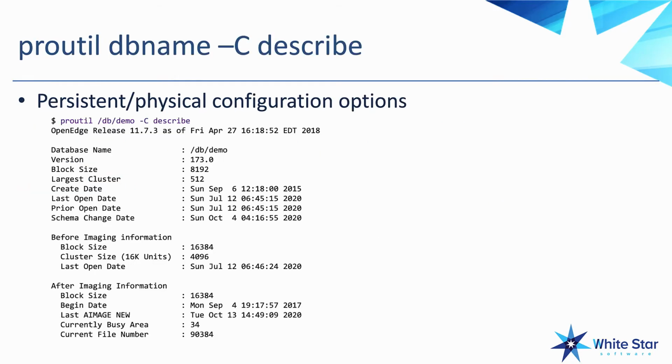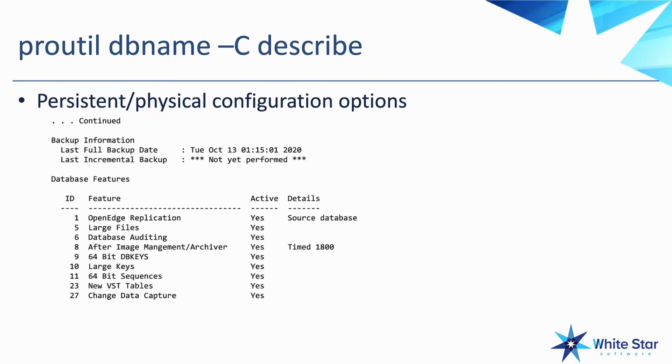Another great utility is called proutil describe, and this describes the persistent and physical configuration options of the database. Things like the block size and the cluster size that you have set up for the database. Tells you when the database was created, tells you about the before image block size, cluster size, the after imaging information, as well as things like whether or not you have replication enabled, whether you've enabled large files, database auditing, and other optional features of the Progress database, which are stored in the database physically rather than as startup parameters.